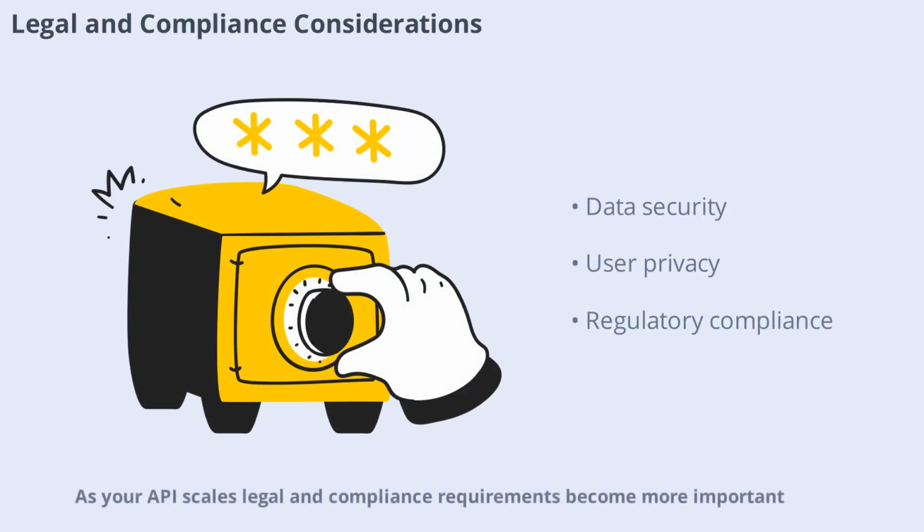As your API scales, legal and compliance requirements become more important. Regulations like GDPR or HIPAA may apply depending on your industry and user base. Ensure your API handles data securely, respects user privacy, and complies with relevant laws. Legal compliance protects your business and supports long-term scaling.